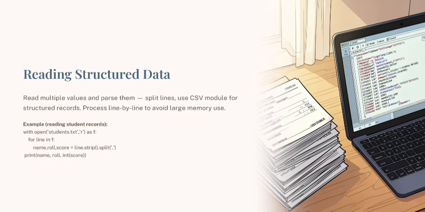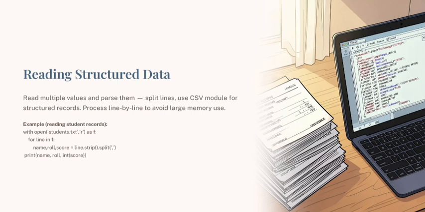Okay, so reading structured data. In real world applications, data is usually stored in a structured format. For example, a student record may contain student name, roll number, score. A file may store information like Rahul, 101, 85, Amit, 102, 90. Each value is separated by a comma. To process this data, we need to read each line and separate the line.